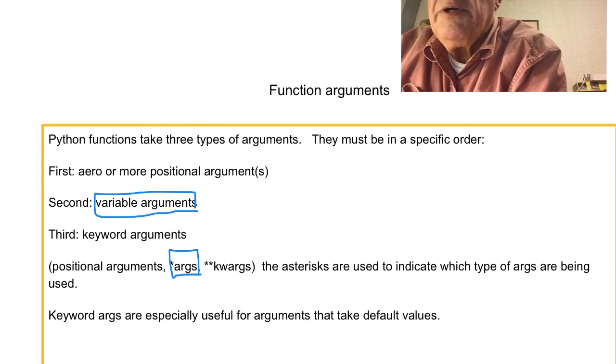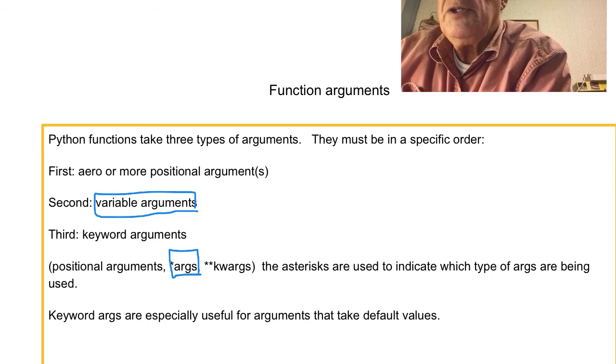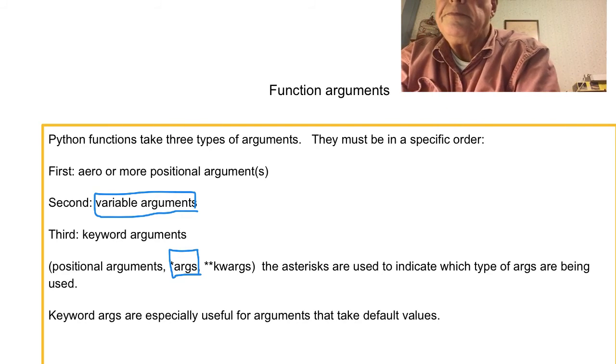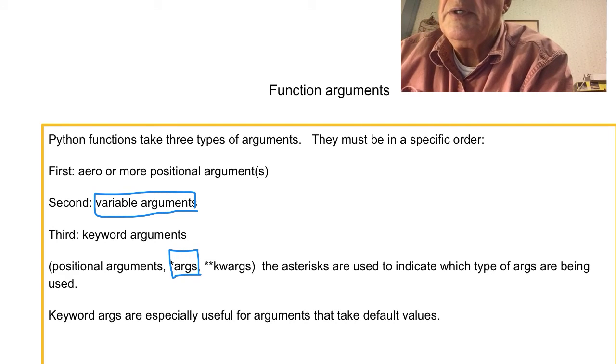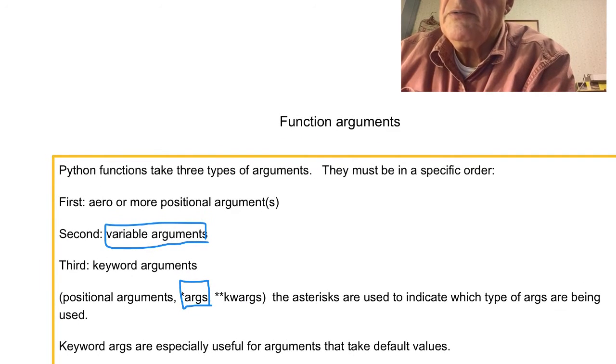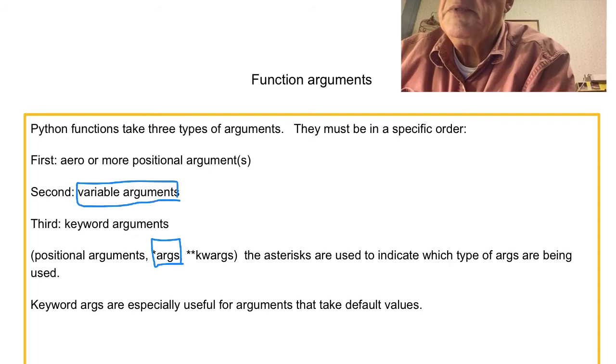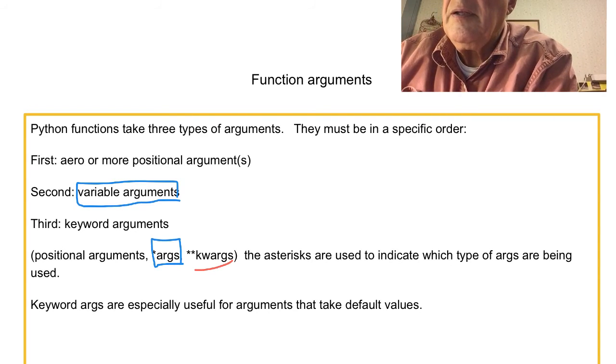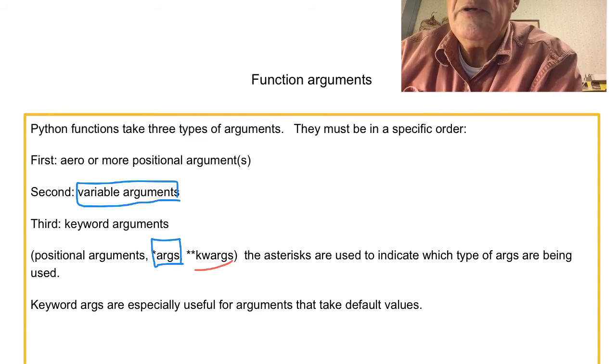If you have keyword arguments, they come after positional arguments. So what Python does is it matches up the arguments that are given when you call a function, first with any positional arguments, and then with keyword arguments. And then the third kind is the so-called keyword arguments. And keyword arguments take the form of a keyword equal to a value.